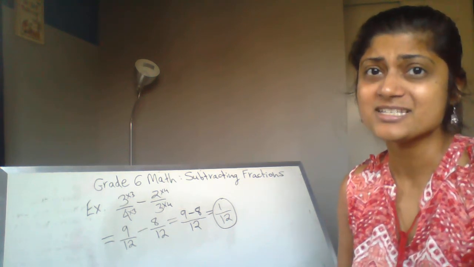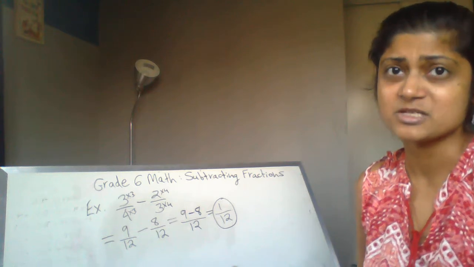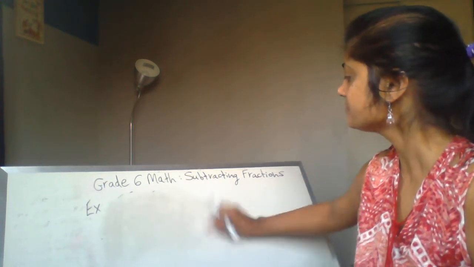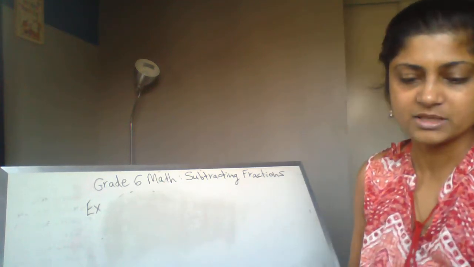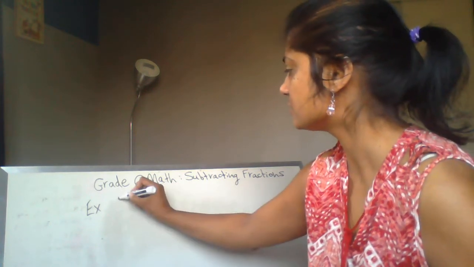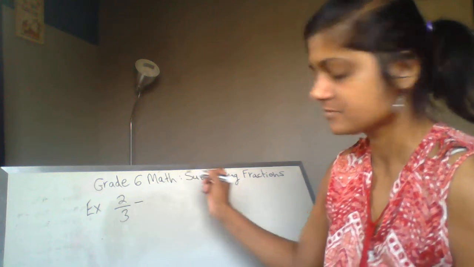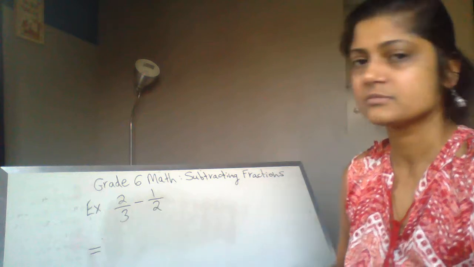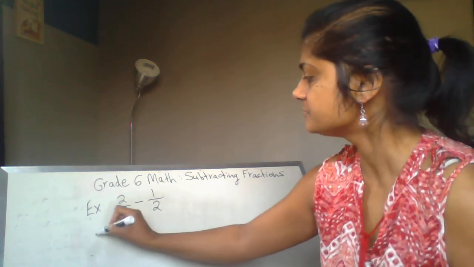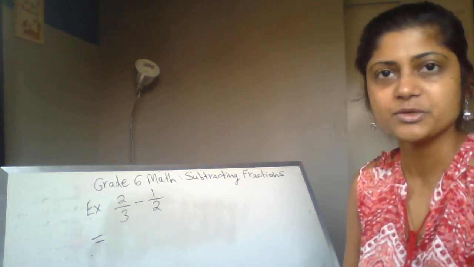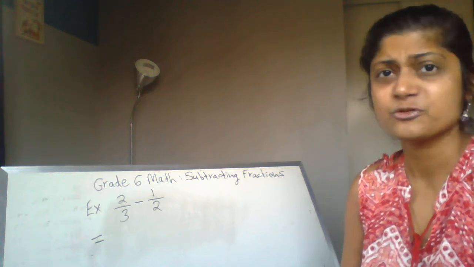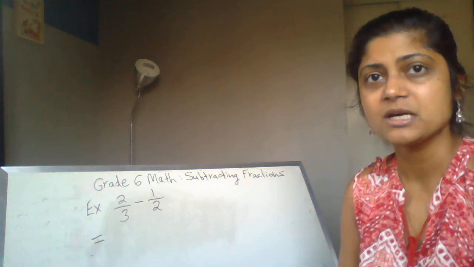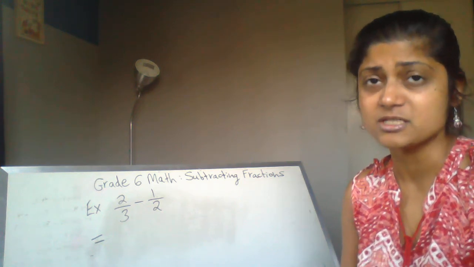Let's try one last example, which is going to be similar to this one. Let me just take that off. In this example, let's try 2 over 3 minus 1 over 2. Let me move it up. So again, we're looking at the denominators. I have 3 and 2. There's no common denominator here. I can't even multiply one of the fractions to get a common denominator.